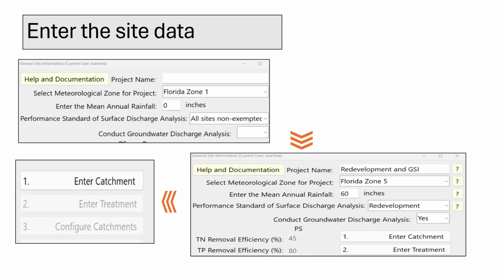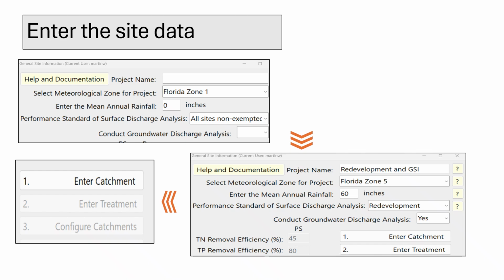We are now entering the key site data. For this location, we are situated in Rain Zone 5, which experiences an average annual rainfall of 60 inches. Once this preliminary information is complete, the only navigation option available will take us to the next section, where we will enter the specific catchment data.